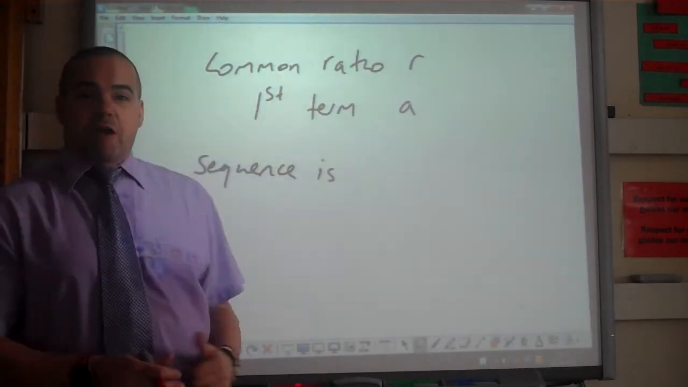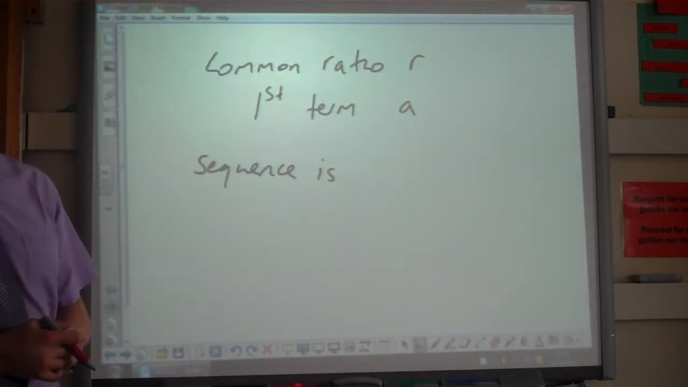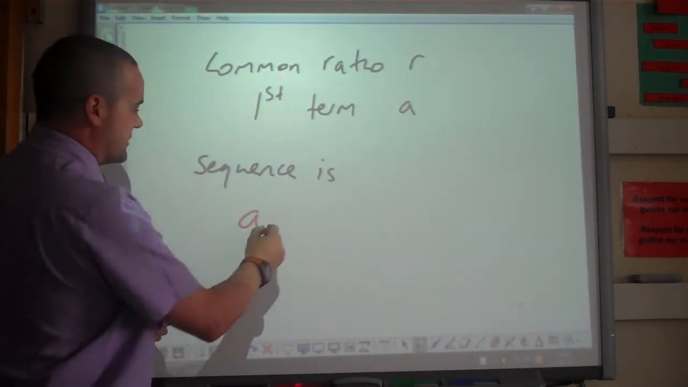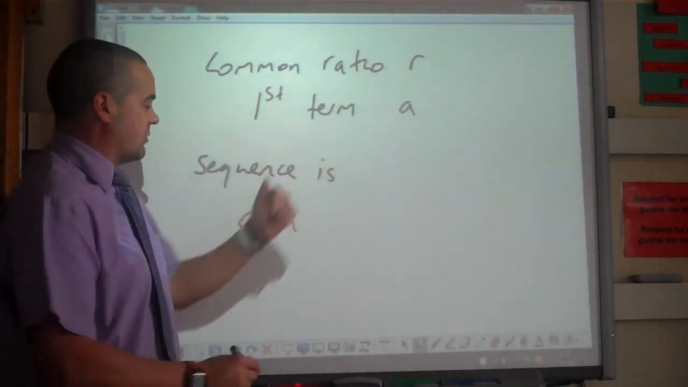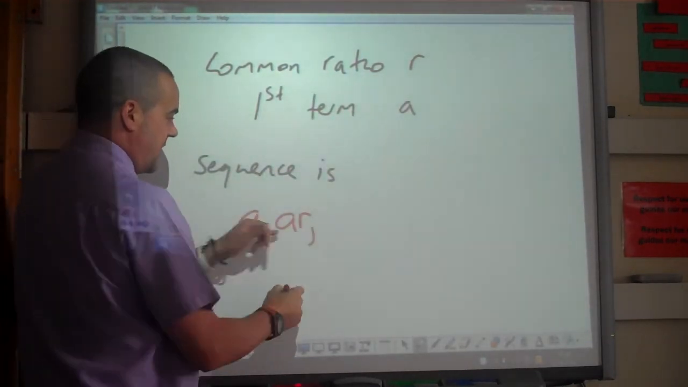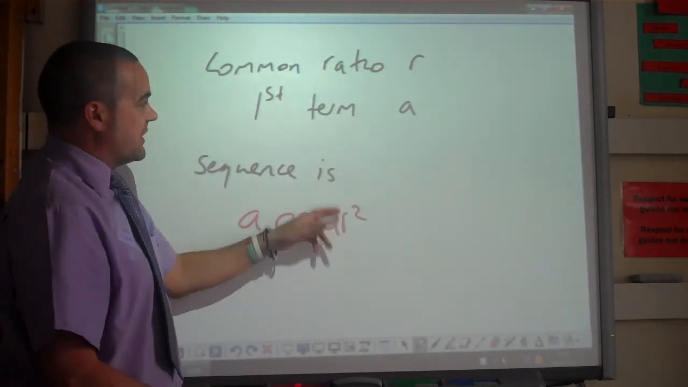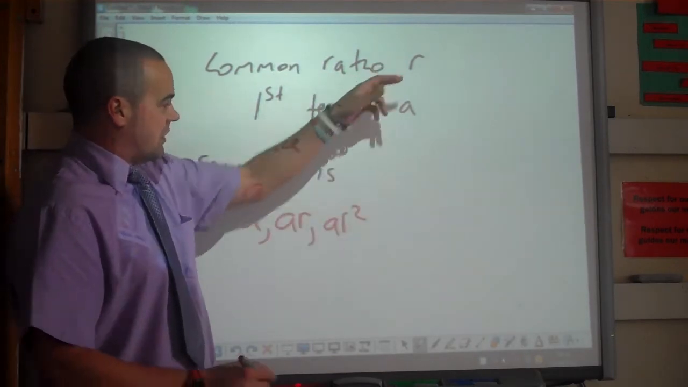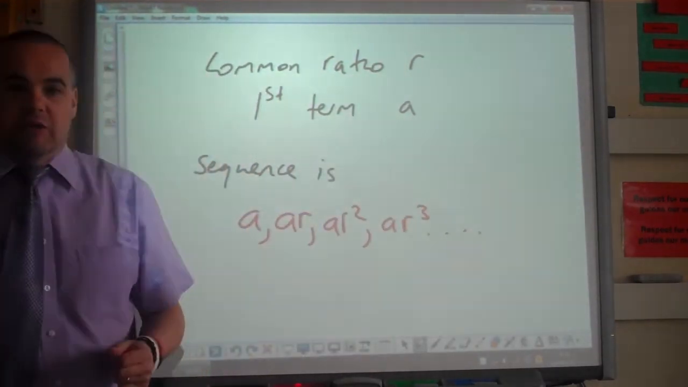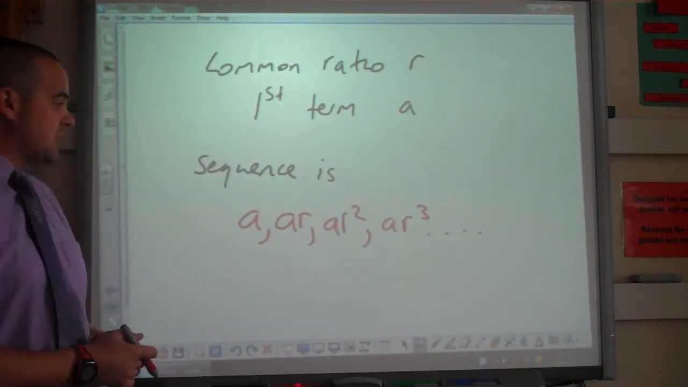So I can write this algebraically. Common ratio R, first term A, I can write this sequence down. My first term, as I said, is A. My second term is going to be A times my common ratio R, which gives me AR. My third term is going to be AR times R, so that's just AR squared. My next term is going to be AR squared times R, and that's going to be AR cubed. And I can carry on that indefinitely. So the power is one less than the number of the term that I'm looking for.